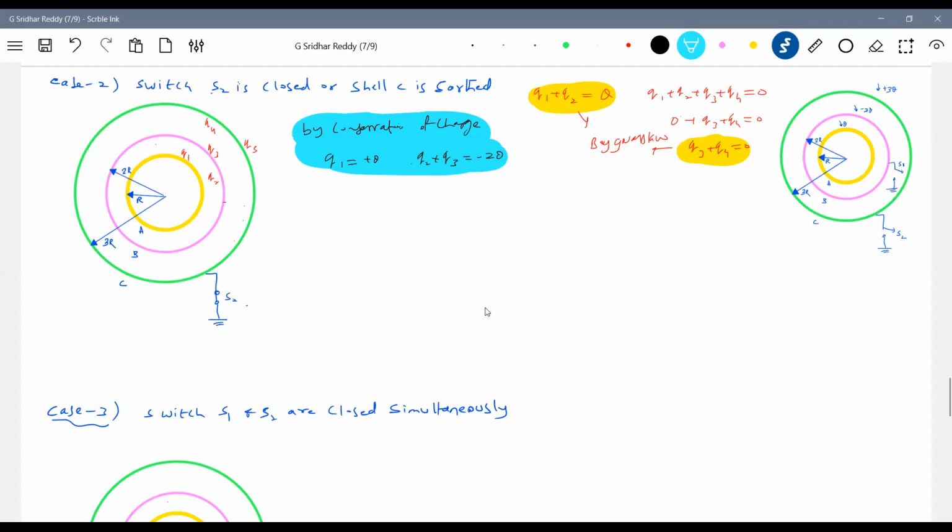Then which shell is earthed? Shell C is earthed. Potential of that should be 0. The reason for that, shell C is earthed. So what is VC? We'll write it: KQ1 by 3R, KQ2 by 3R, KQ3 by 3R.